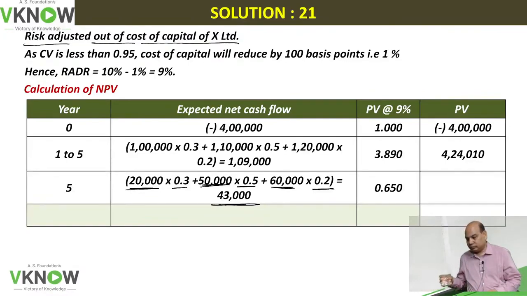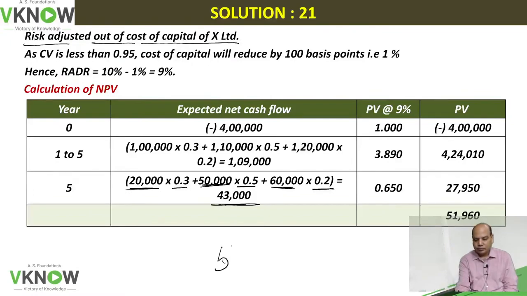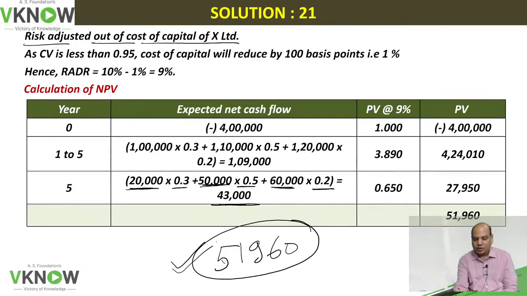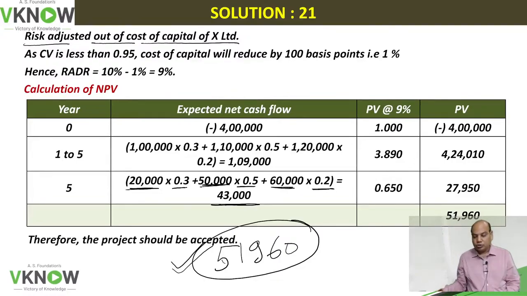Write the factor. Multiply, please. 43,000 into 0.650, 27950. Take the total. The total comes to 51,960. Check the total and confirm whether your expected NPV is 51,960. Write a note whether project should be accepted or not.